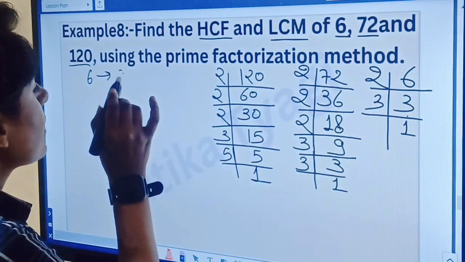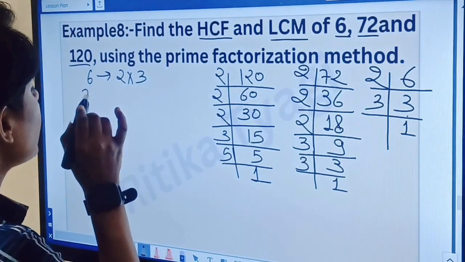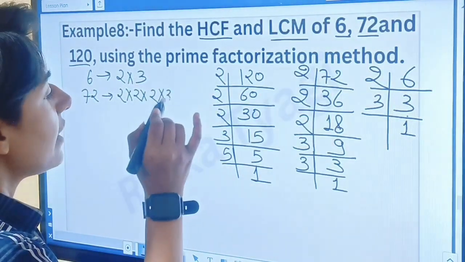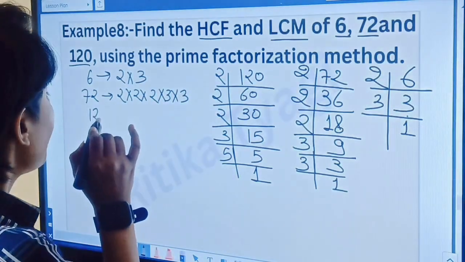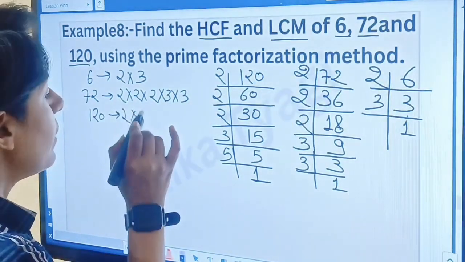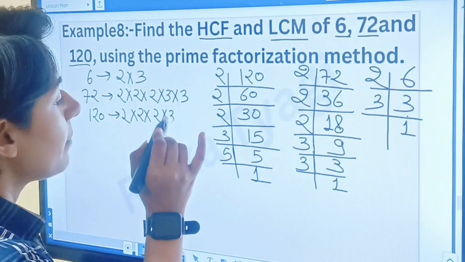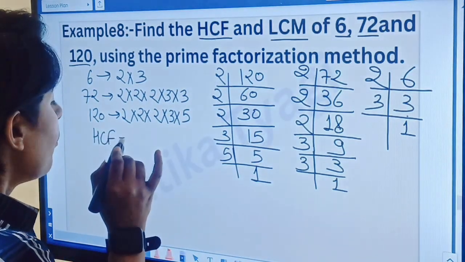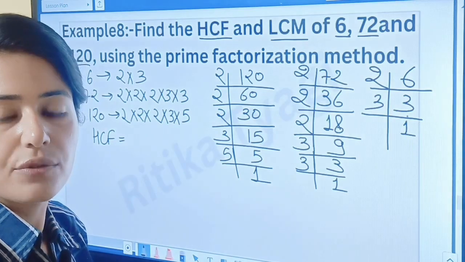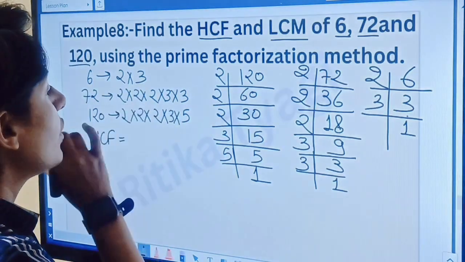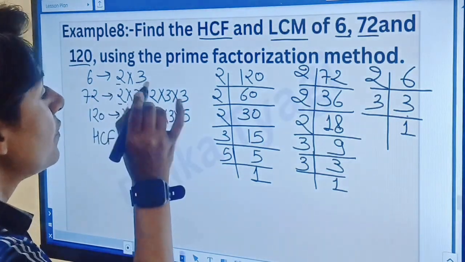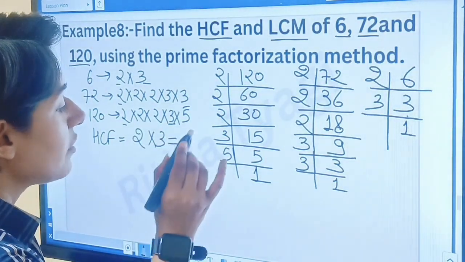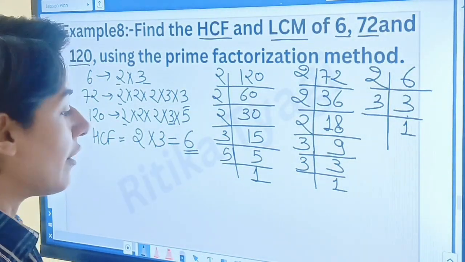Here factors for 6, 2 multiply 3. Factors for 72, 2 multiply 2 multiply 2 multiply 3 and multiply 3. Factors for 120, 2 multiply 2 multiply 2 multiply 3 and multiply 5. We have to find the HCF. For finding the HCF, we have to take out the common number from the factors of these number, that is 2 and 3. So 1 time 2 and 1 time 3 is common, so we get overall 6 HCF.